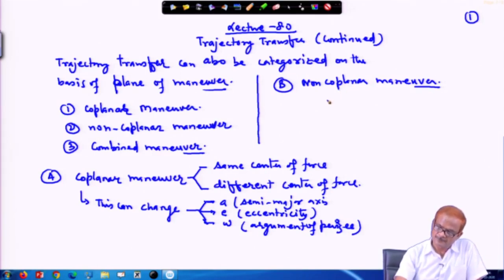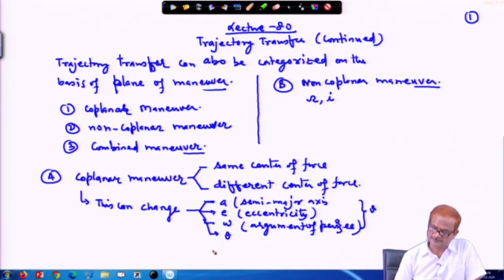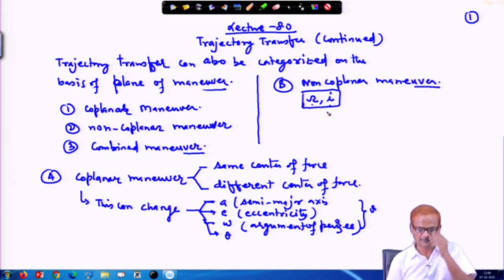So, non-coplanar maneuver means maneuver not in the same plane, and therefore, the capital omega and i can be changed, and of course, here we have not put theta, it is also there. So, equally we can write here theta. So, in the non-coplanar maneuver, capital omega and i, both of them can be changed.